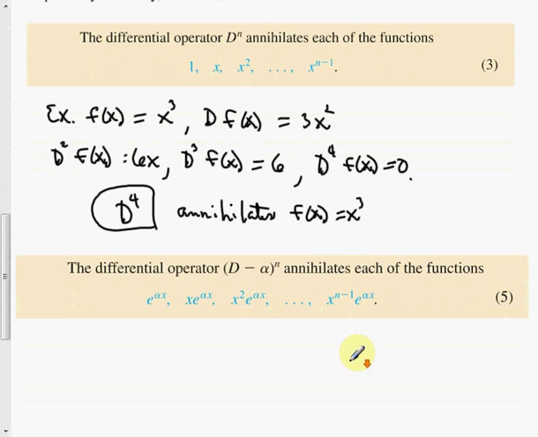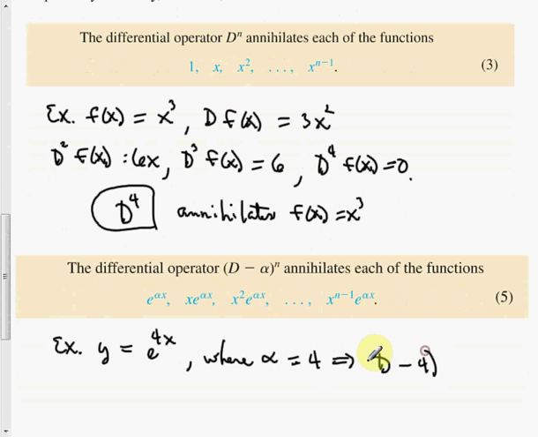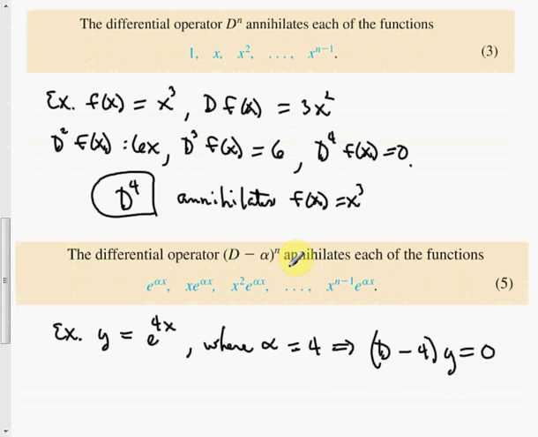What if you have terms like, just say y is equal to e to the 4x? So if that's the case, here where alpha is equal to 4, the differential operator is d minus alpha, or d minus 4, operated on y, that gives us 0, just based on this schematic scheme, based on those terms.